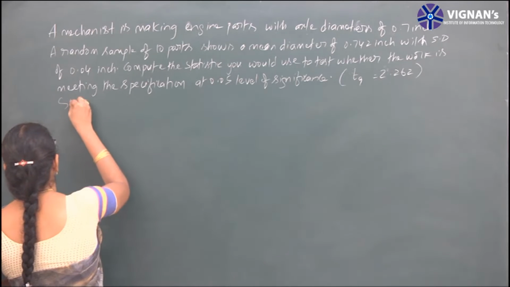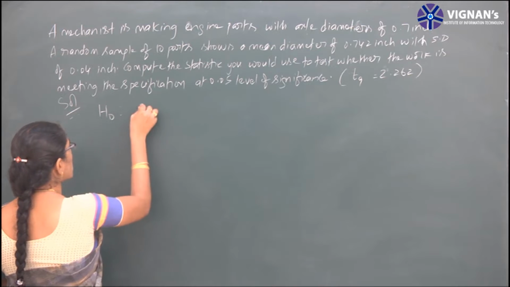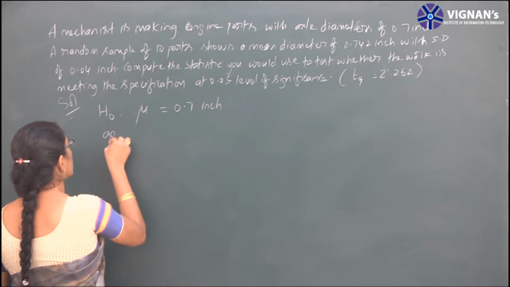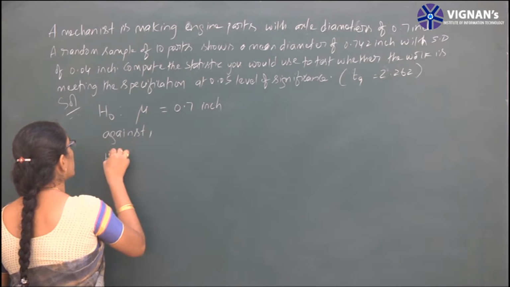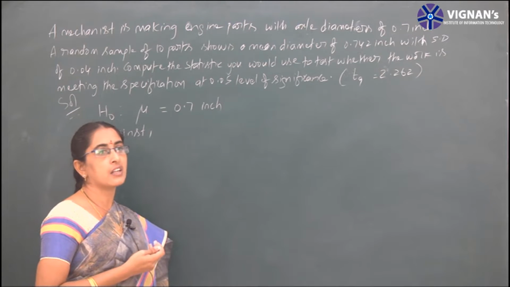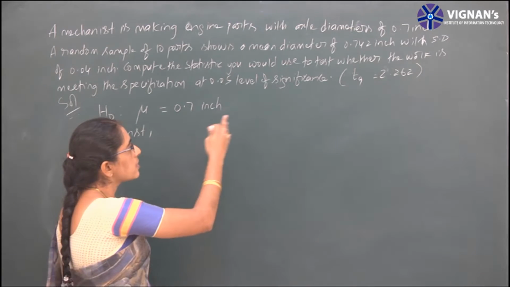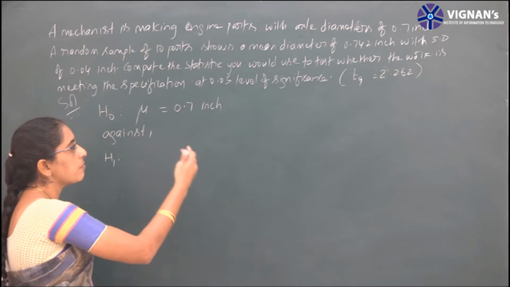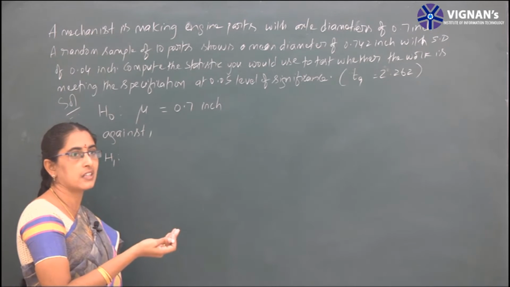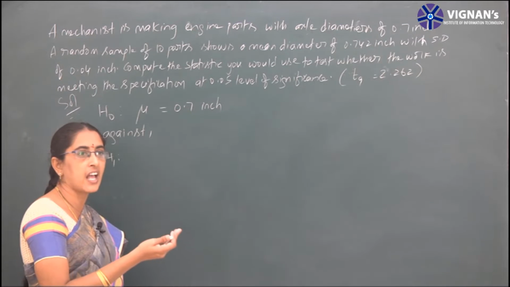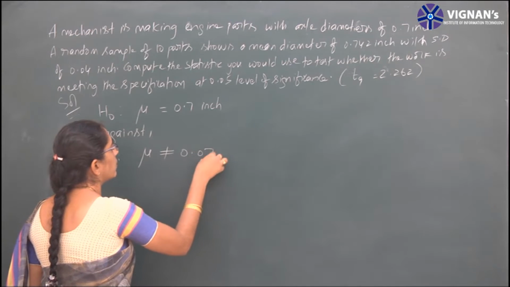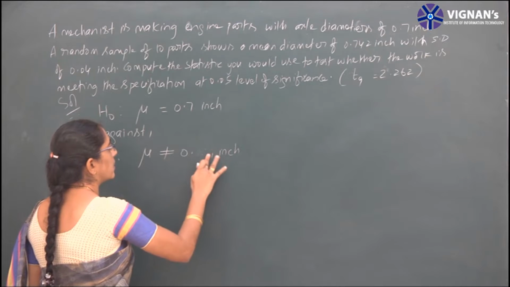So if you go on to the solution here, the null hypothesis is H0: mu equal to 0.7 inch, against H1. In this problem, you just observe whether any comparative words are given or not. If there are no comparative words, then the alternative hypothesis will be two-tailed. So in this problem, we have no comparative words here. Simply they are asking to test whether the work is meeting the specification or not. Nothing is mentioned like greater than or less than. So here the alternative hypothesis will be two-tailed, that is mu not equal to 0.7 inch.